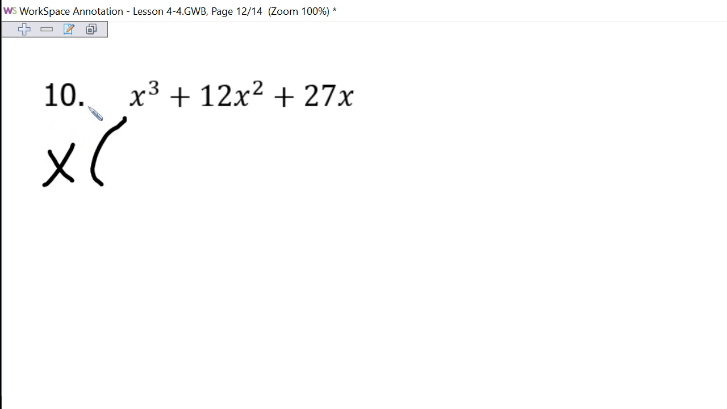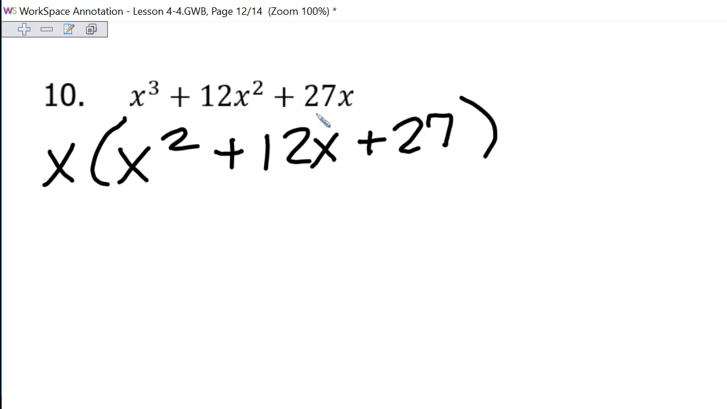So x times what gives me x cubed? x squared. x times what gives me 12x squared? 12x. x times what gives me 27x? 27. Now looking inside the parentheses, it's a 1x squared. So now I can factor it just like what we've been doing. For this one, I want to multiply to 27 and add to 12.